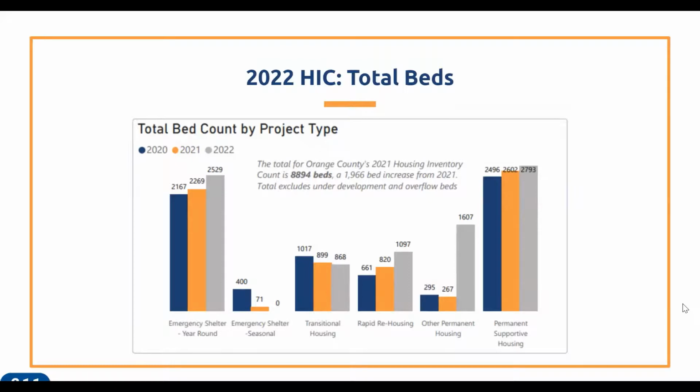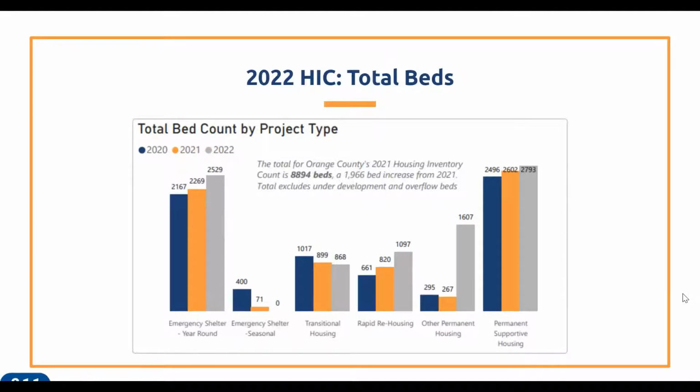So for emergency shelter year-round projects, we have been increasing our bed count year over year. For emergency seasonal projects, we've had a decrease, but the original decrease in 2021 was due to COVID capacity restrictions. And then the reason we had 0 beds this year is because the project was not available on the night that the HIC was conducted. So those beds were reported as under development and not current inventory.